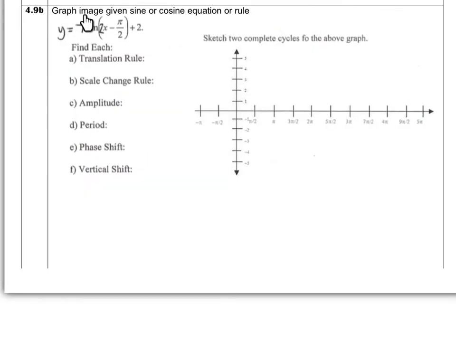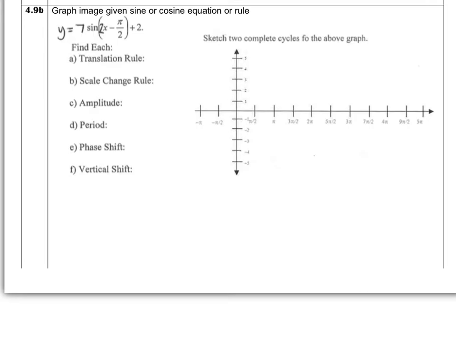4.9b wants us to graph the image given the sine or cosine equation or rule. In this case, they've given us the equation. So the one thing about the equation, again, we have to be careful. All the x stuff in the equation is backwards. Everything else on this slide should match up and be exactly what's going to happen.